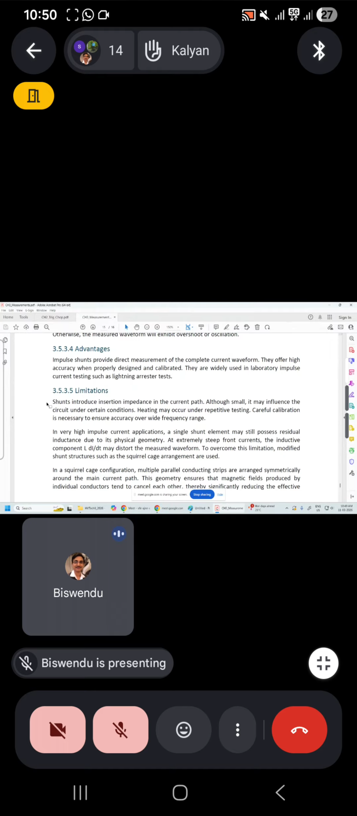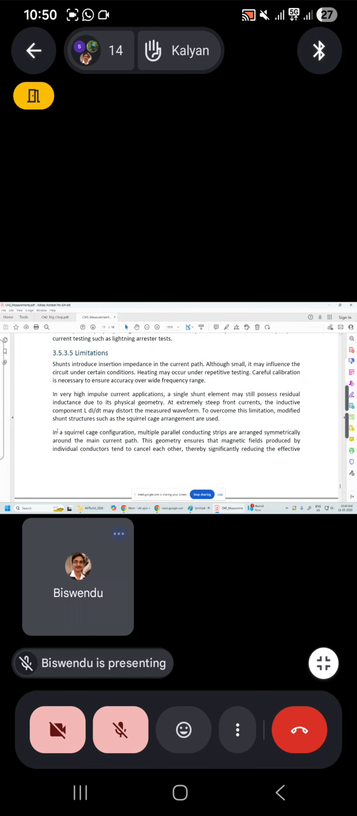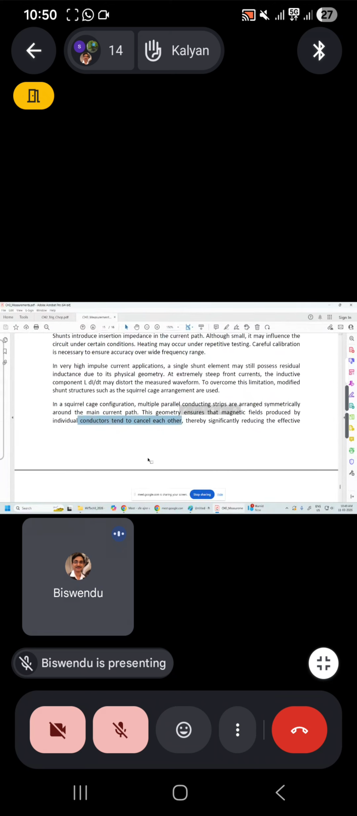Standard limitation is there. Shunt introduces insertion impedance in current path, but still some accuracy error, say 1% error is there. Okay. In squirrel cage configuration, multiple parallel conducting strips are arranged, as I have shown you, symmetrically around the main current path, so that the magnetic field produced by individual conductors tends to cancel each other. Okay.